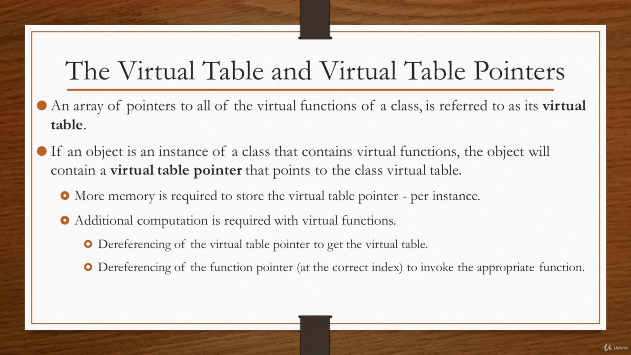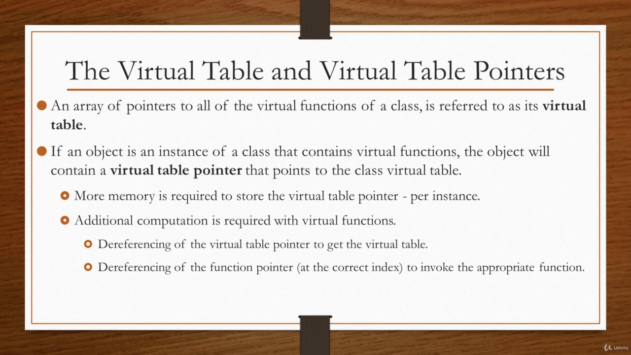You can think that if an object is an instance of a class that contains virtual functions, then more memory is required to store the virtual table pointer, that is per instance of that class. This can eventually add up if you have many instances of that object. Now, of course, a pointer doesn't take up that much memory as compared to doubles and some of your other types, but still that instance will require more memory as compared to an instance that does not contain virtual functions.